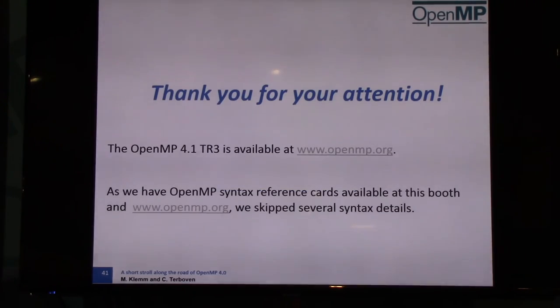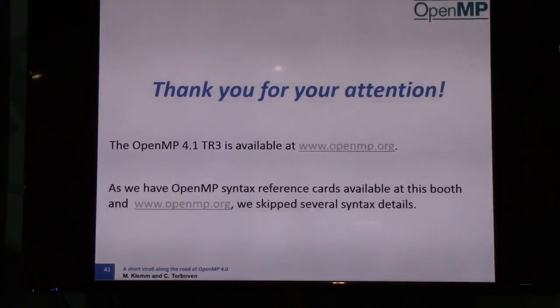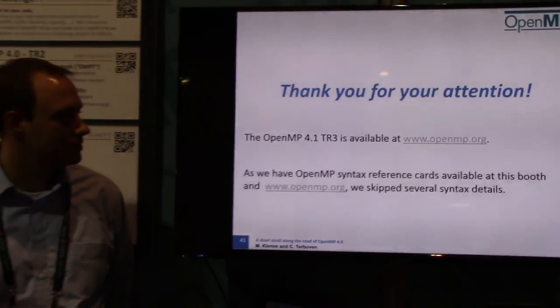Okay, that was our short tour through OpenMP 4. There is more. We skipped a lot of details on the syntax. There are reference cards that you can find at www.openmp.org. Please feel free to download them. They're for C, C++, and Fortran. And of course, a new thing at Supercomputing, we have TR3 out. That's the first step towards OpenMP 4.1, which will add great new features. And that's about it. Thank you.